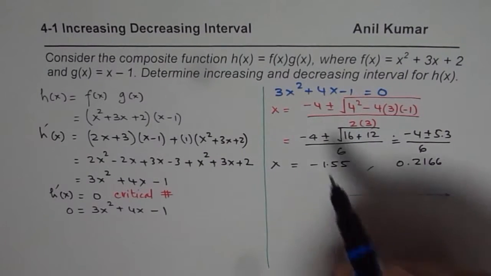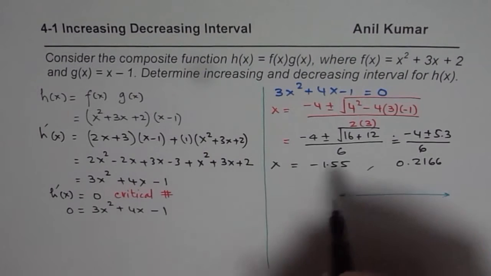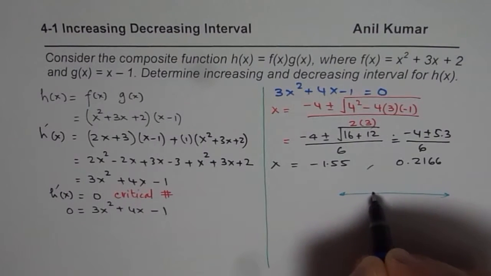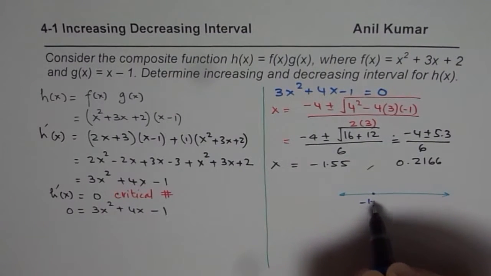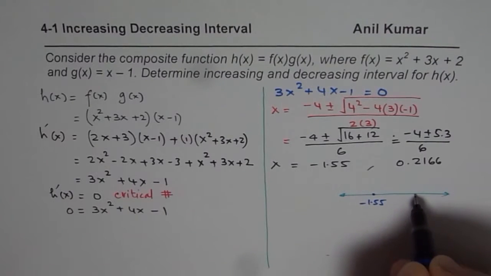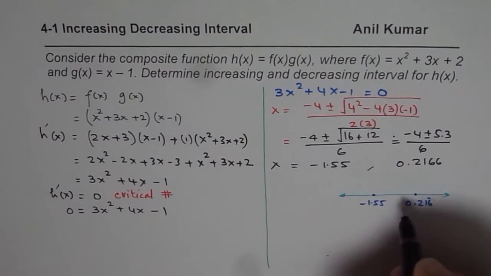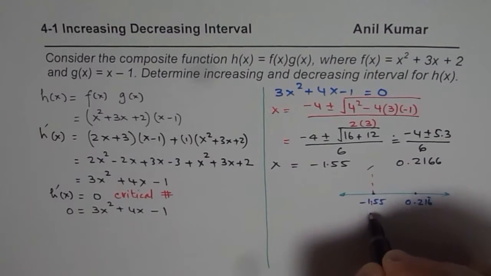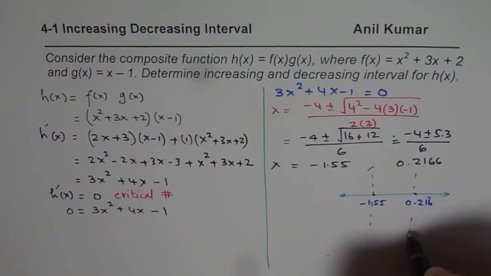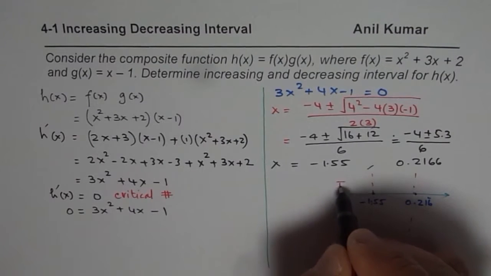And on this number line we have these two zeros for the derivatives. So the two zeros are at minus 1.55 and the other one is at plus 0.216, right? Okay. Now these 2 points divide the interval into 3 regions, correct? So we'll take points in these 3 regions. So we say test points.